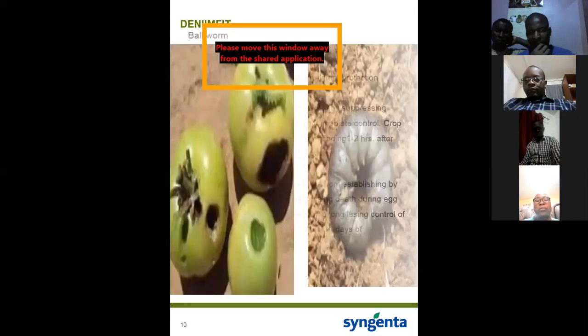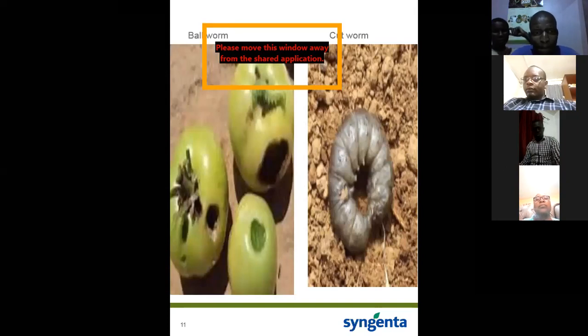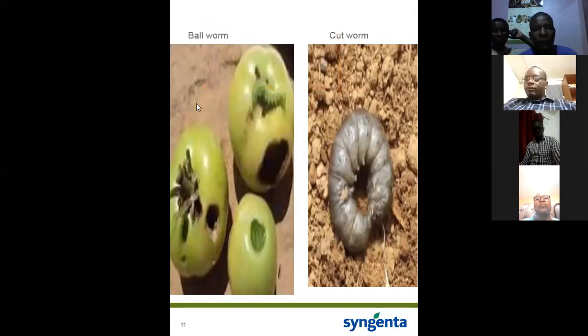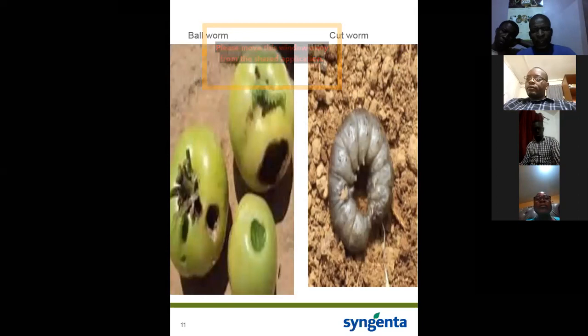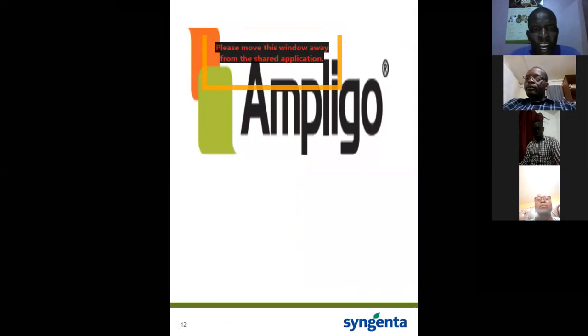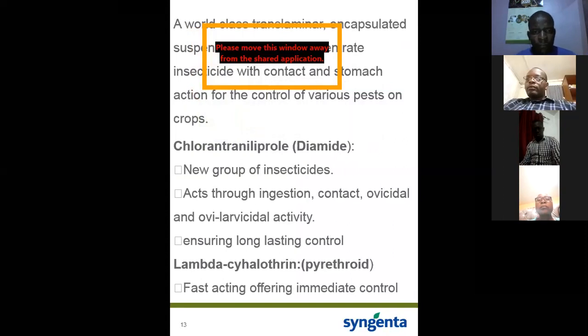So we move on to another set of pests, where we've got the bollworms and the cutworms. These are also in the same family. With these types of insects, you can use Ampligo. The reason why I've chosen Ampligo is because it's also powered by two active ingredients: it has a diamide and it also has a pyrethroid.